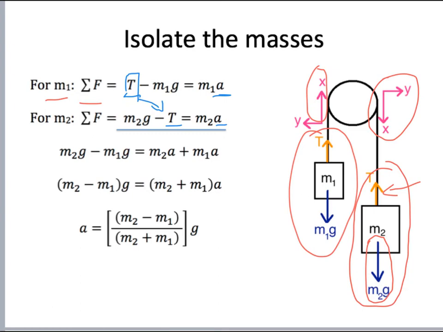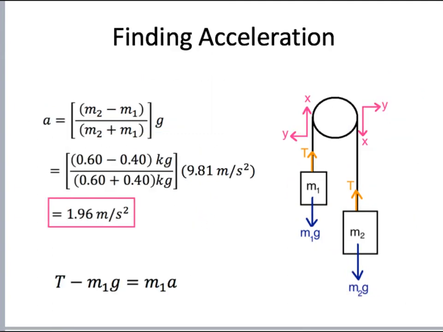Factor out the g on the left side, factor out the a on the right side, solve for a, and I get (m2 minus m1) divided by (m2 plus m1), all times g. So now I can plug in my values for my masses, multiply by little g, and I end up with an acceleration of 1.96 meters per second squared. Now the problem said also find T, so what can I do? I can take this acceleration, plug it into here, and solve for T.